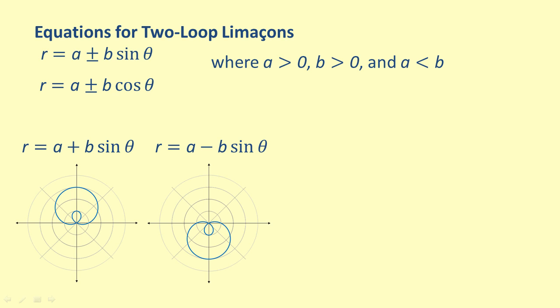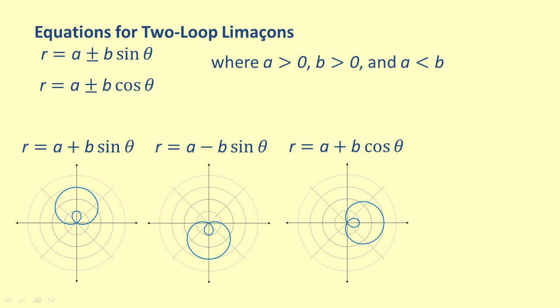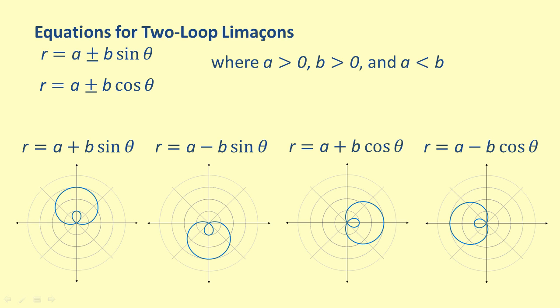The third equation is r equals a plus b cosine theta, which gives us this graph. Notice that the graph changes to a horizontal orientation when we use cosine instead of sine. For our last equation, we will again change the operation to subtraction, which gives us r equals a minus b cosine theta. The graph of this equation looks like this.